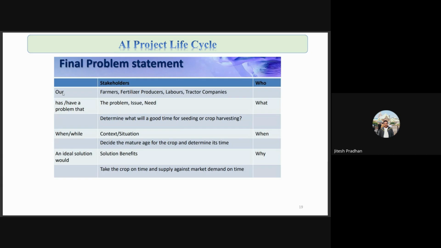First, the who: stakeholders are farmers, fertilizer producers, labor, tractor companies. The what deals with the problem, issue and need: determine what will be a good time for seeding and crop harvesting. The when will be the context, situation or location: decide a mature age for the crop and determine its time. And the why deals with the solution benefits: take the crop on time and supply against the market demand on time, so it will give you the maximum profit. So these are the 4 W's that we answer in problem scoping.